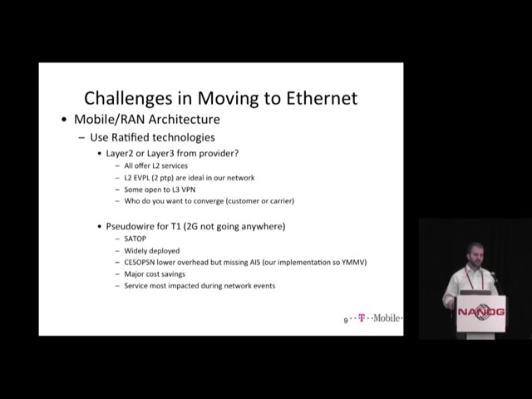Pseudowire is probably the most stringent technology used in terms of PDV, loss, things like that. The 3G, 4G, whatever you want to call them, it's a little bit subjective there.